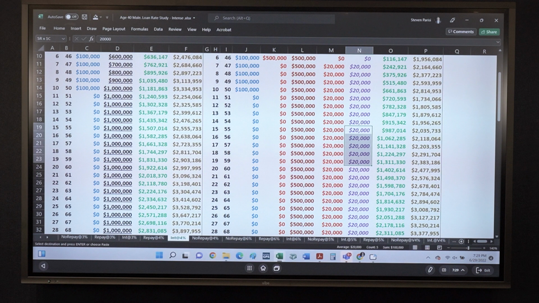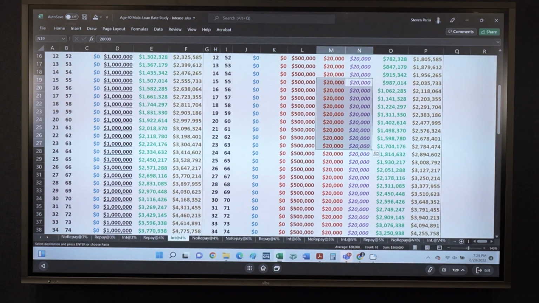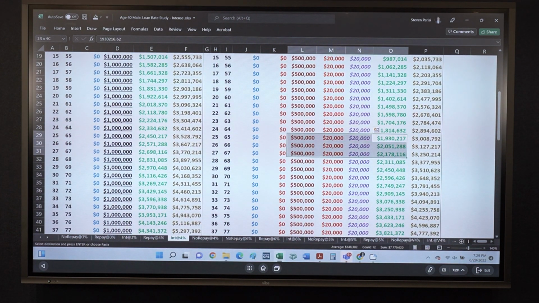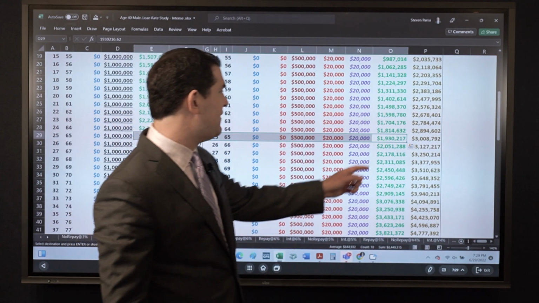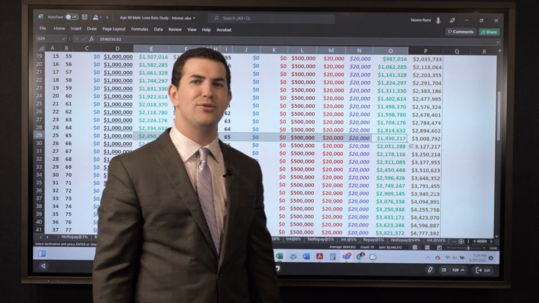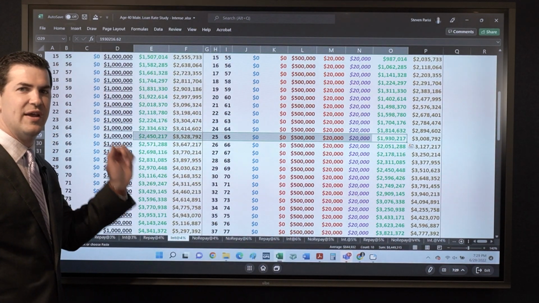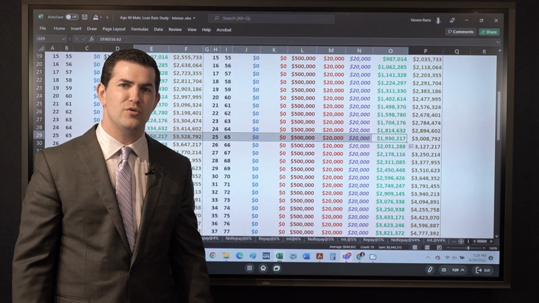You continue to pay $20,000 in loan interest, and you'll notice that the cash value is always on the illustration $520,000 less than what it is in the example when you never took a loan in the first place.